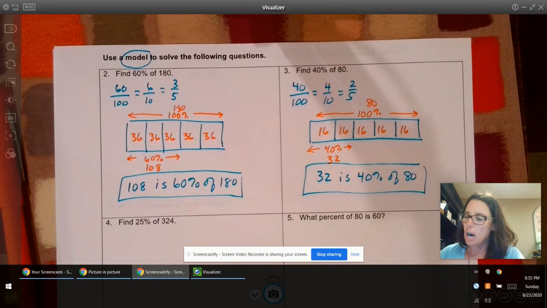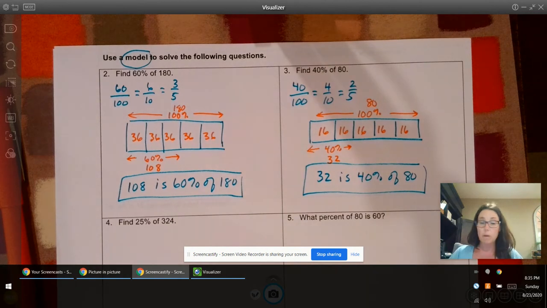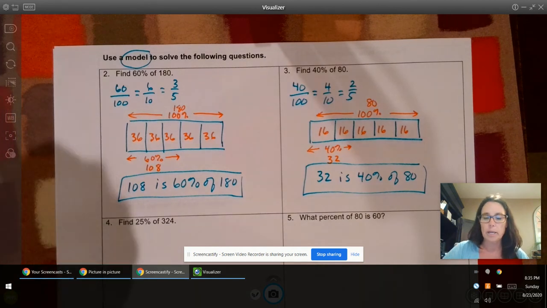Okay? All right, you go ahead and try number 4. Pause me. It's the exact same process as number 2 and 3. Okay, so go ahead and pause me.